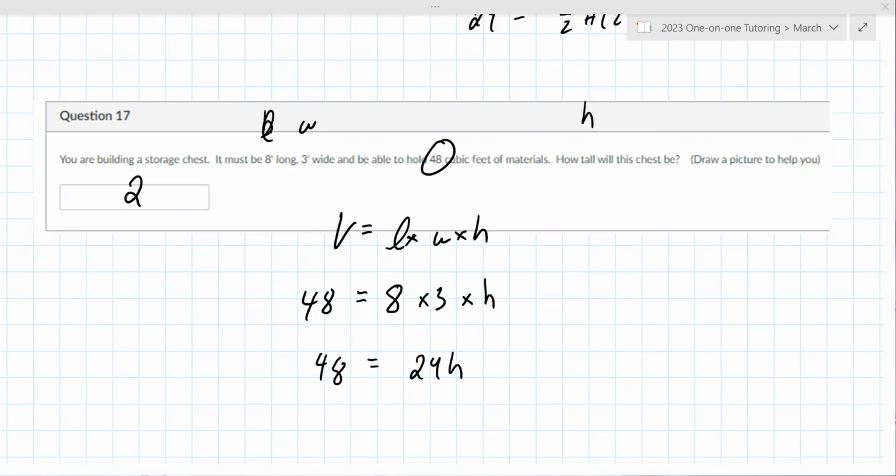All right, the next one here, density. This is more of a chemistry thing, but it's showing up in your math class here. You also sometimes see this on standardized tests like the SAT, ACT.